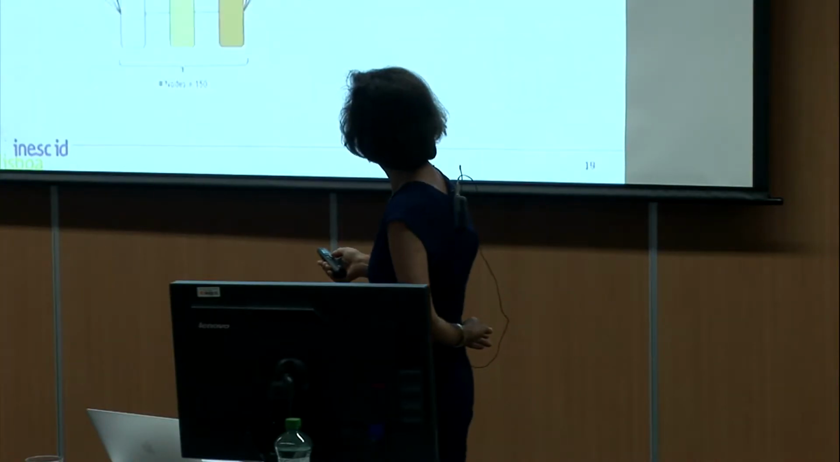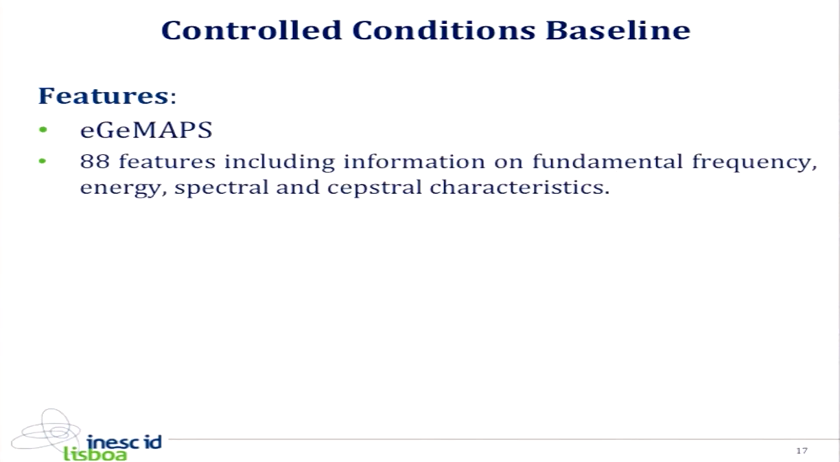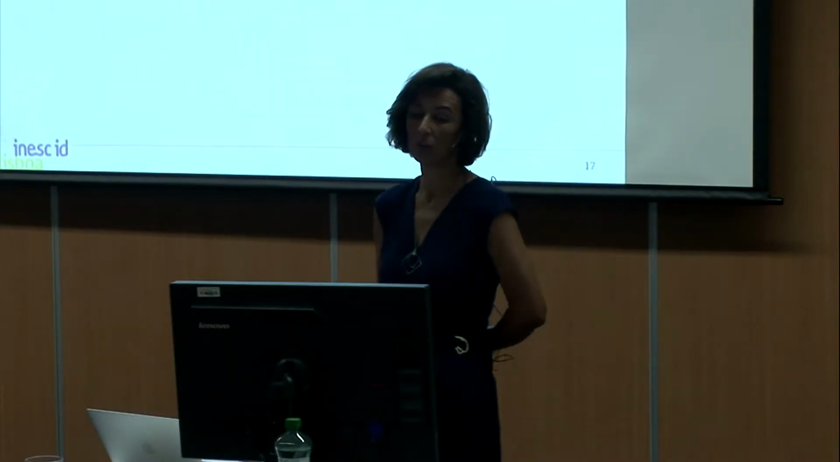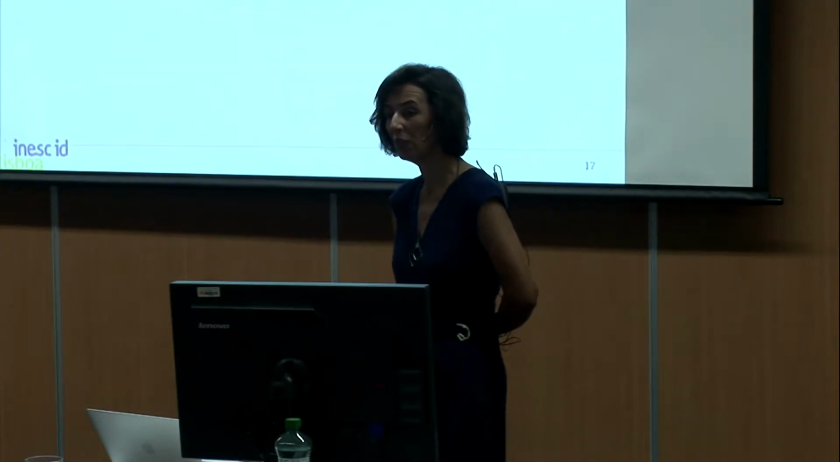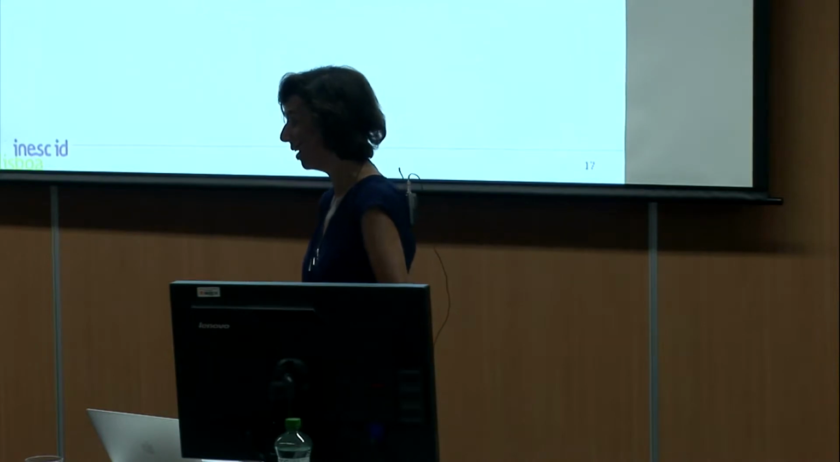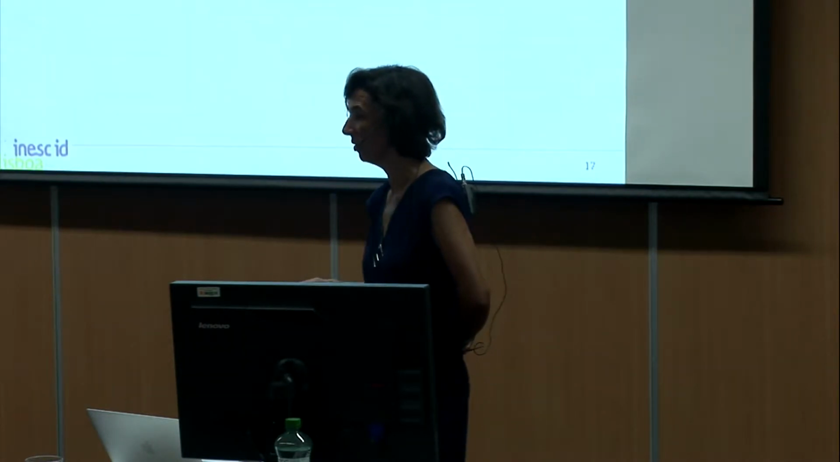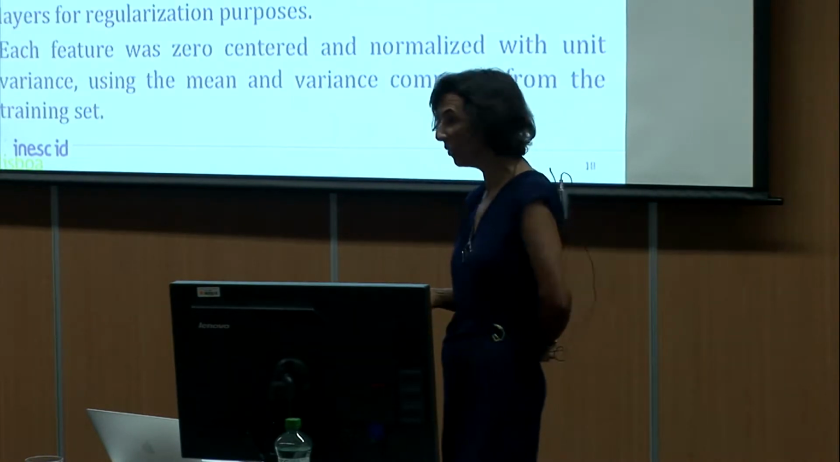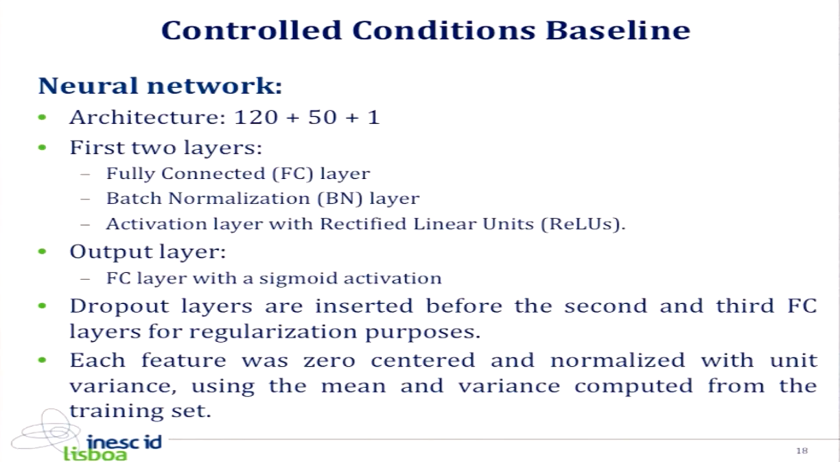So we chose the eGeMAPS features, the extended GeMAPS features. That is a set of 88 features containing information on fundamental frequency, energy, spectral, and cepstral characteristics. It is one set of features per file, 88 features per file, including lots of functionals like means and deviations and things like that.